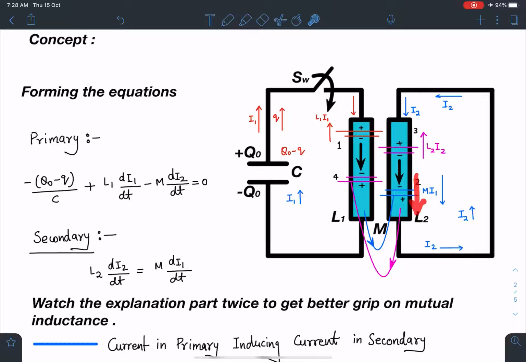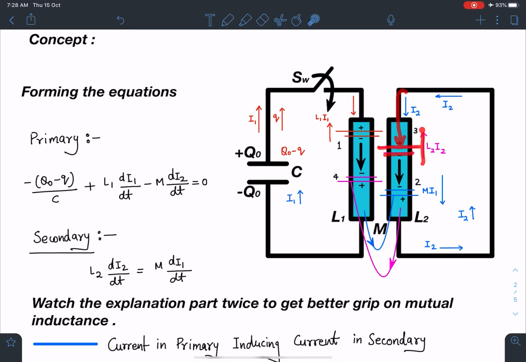Once this EMF generates in this secondary inductor due to mutual inductance, current I2 will be established in this secondary loop, and current is increasing. So as current is increasing, you can see here this self inductance will say don't increase this I2. Please don't increase this I2. I am going to oppose you. So what exactly will this L2 do? L2 will create its EMF in opposite direction in order to oppose the increase in I2.